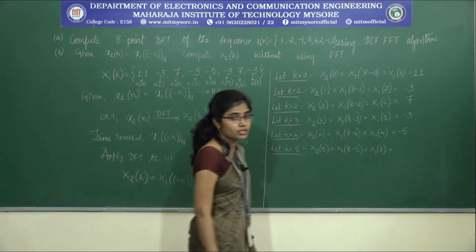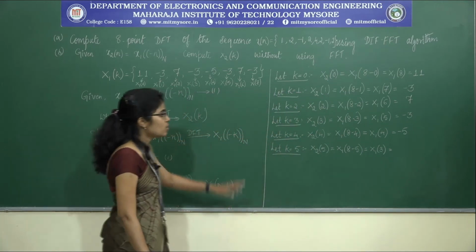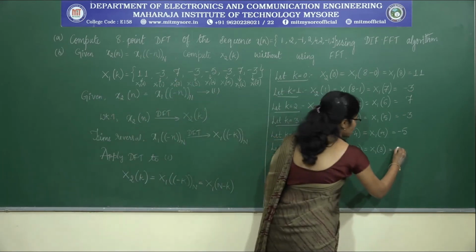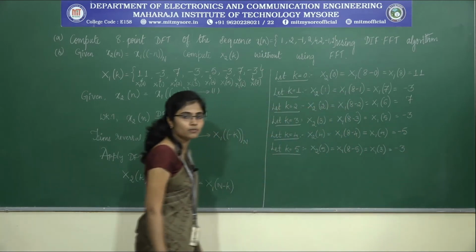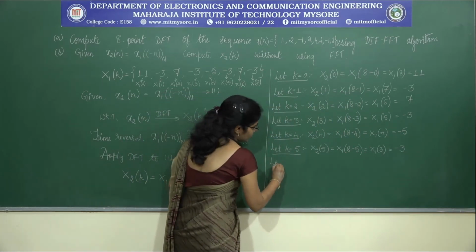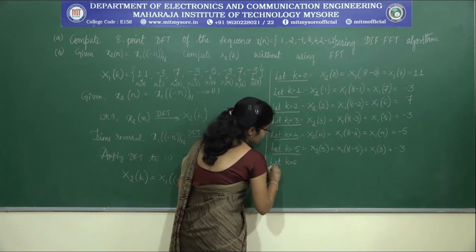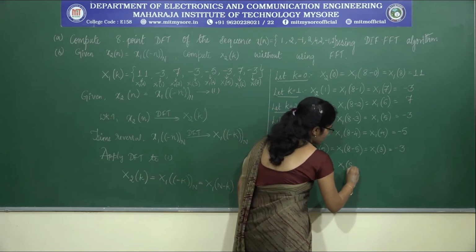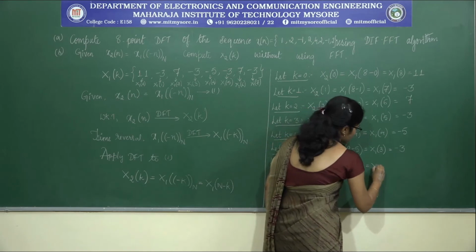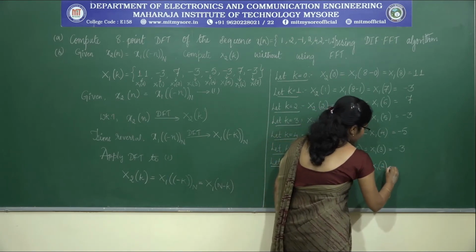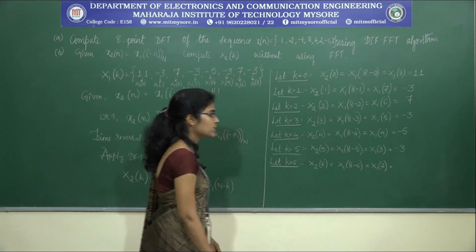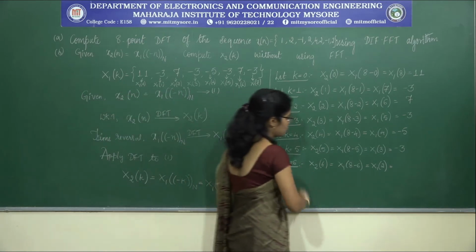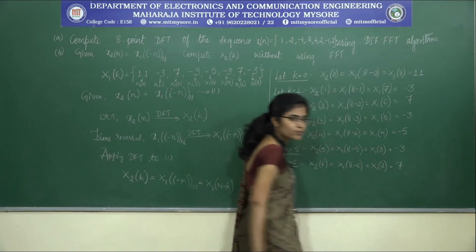What it is telling? The value of x1 of 3 and x2 of 5 are same. What is the value of x1 of 3? x1 of 3 is nothing but equal to minus 3. So, x2 of 5 is also equal to minus 3. So, the next value of k is, let k be equal to 6, x2 of 6 be equal to x1 of 8 minus 6, which is equal to x1 of 2. So, the values of x2 of 6 and x1 of 2 are same. The value of x1 of 2 is 7. Therefore, the value of x2 of 6 is also equal to 7.